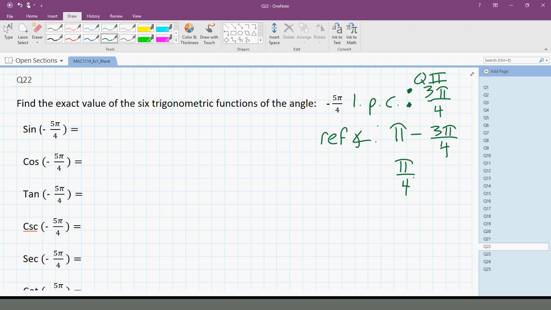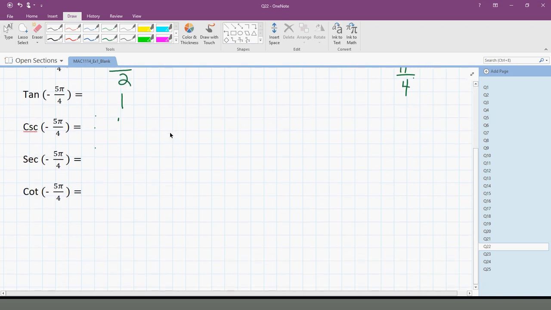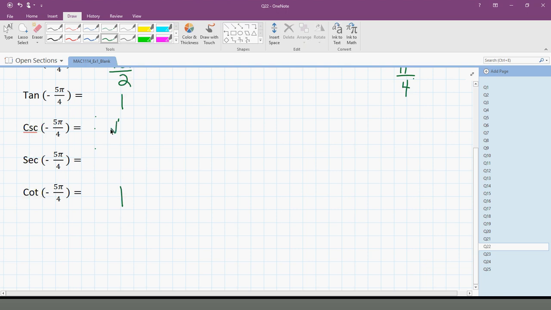So if you look at pi over 4, all of your answers will look like this. Sine being the square root of 2 over 2. Cosine being the square root of 2 over 2. Tangent being 1. Cotangent being 1. Cosecant ends up being the square root of 2, and secant being the square root of 2.